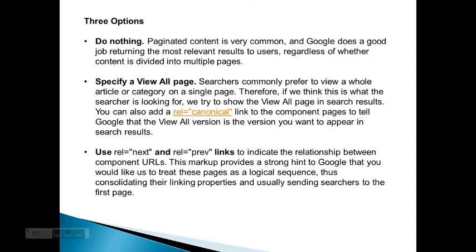Use rel next and rel prev links to indicate the relationship between component URLs. This markup provides a strong hint to Google that you would like us to treat these pages as a logical sequence, thus consolidating their linking properties and usually sending searchers to the first page.